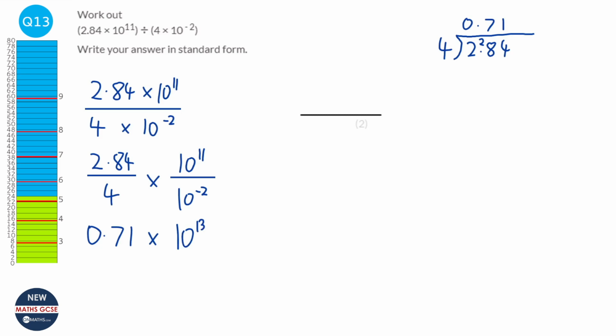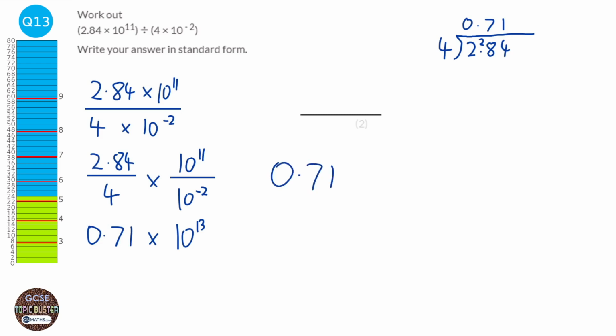Now we've got a bit of a problem here because standard form must have a number between 1 and 10, and not including 10, at this position here, and this is obviously less than 1. So we need to convert this into standard form. So what we can do is just write the number out again. So I'm going to write this as an actual number.